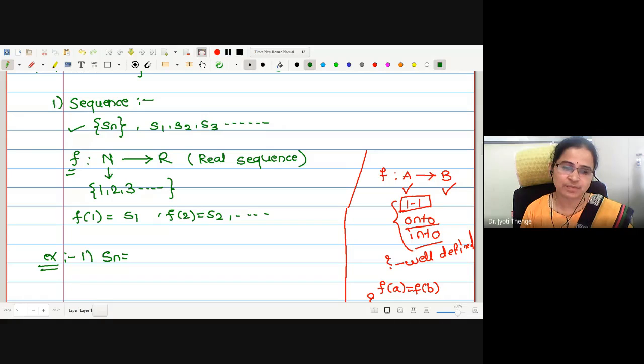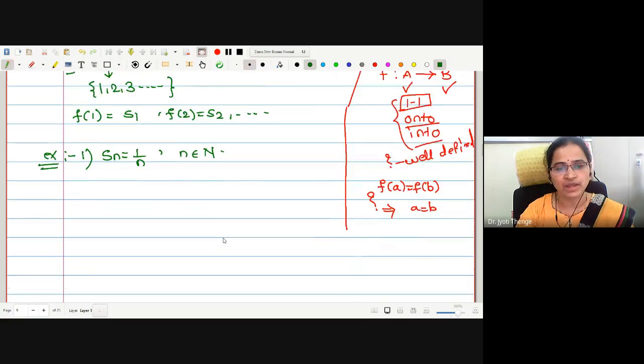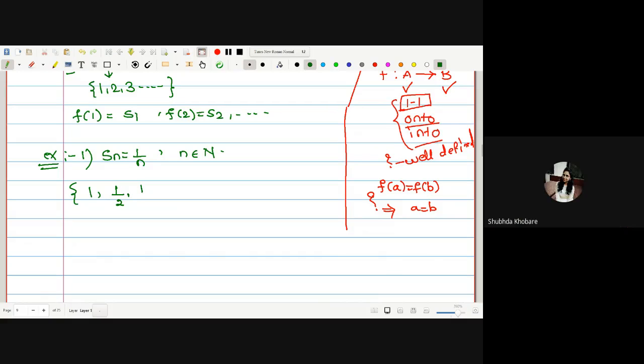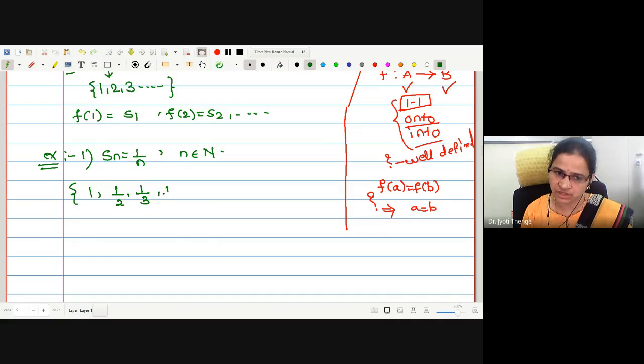A simple example I can define is Sn = 1/n for n in N. Then what will be the nature of the elements in the sequence? The first element is 1. What is the second element? 1/2. The third element? 1/3, then 1/4, and so on. This is the sequence. All elements are distinct.